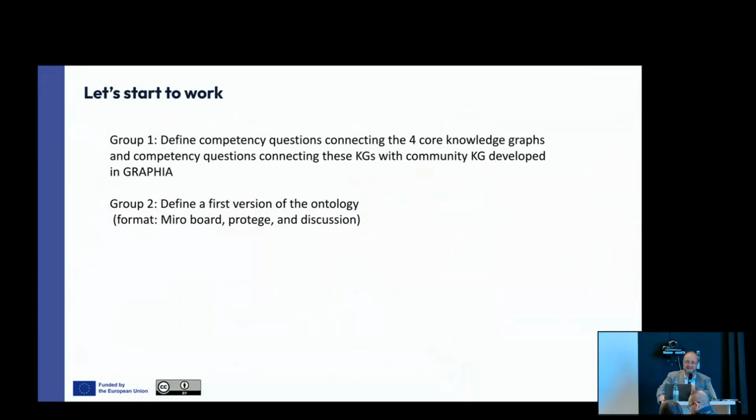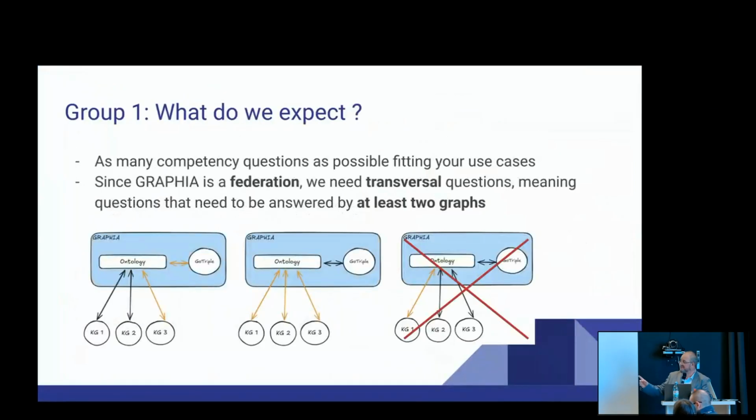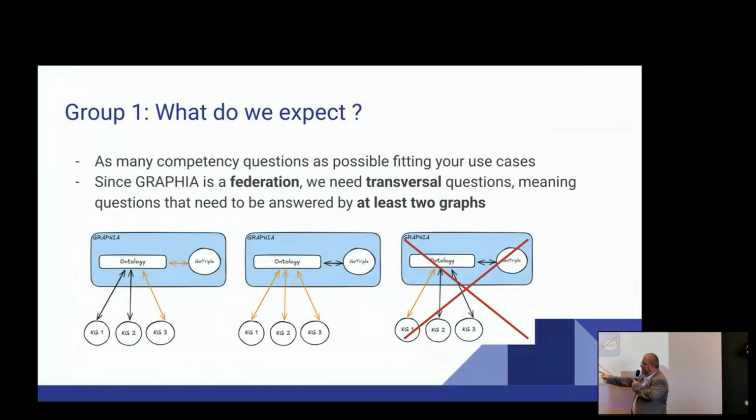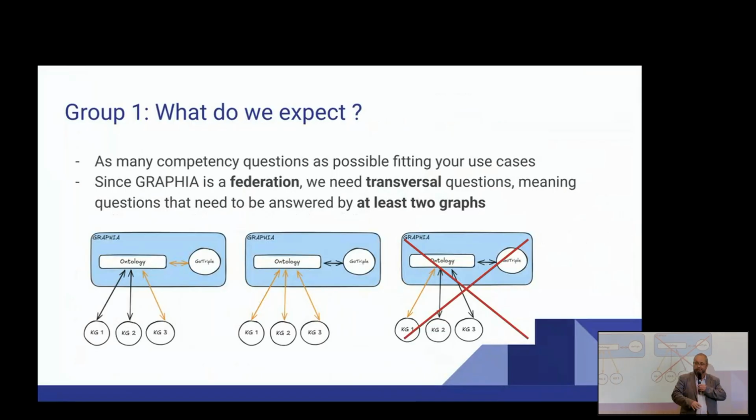So, for group one, just a reminder of what we expect. We don't want queries for just one graph, because the GRAPHIA knowledge graph covers multiple graphs. So we want queries that connect one, two, three, four, as many graphs as you want.